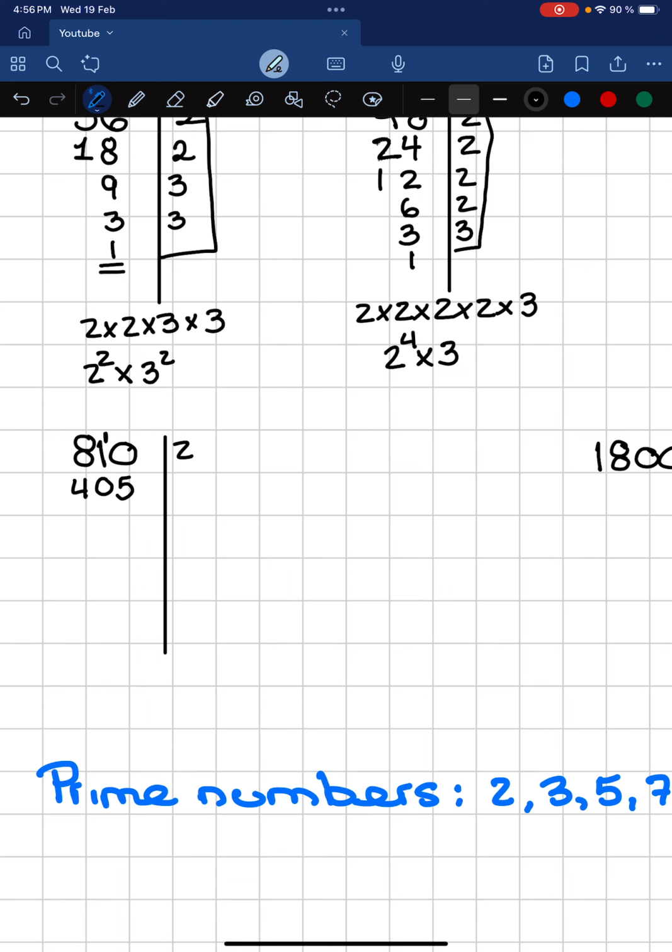So, we have 405. Is 405 divisible by 2? No, because it's not even. So let's jump to the next number, 3. The divisibility rule of 3 tells us that we need to add the digits and see if the sum is a multiple of 3. So 4 plus 0 is 4, plus 5 is 9. Is 9 a multiple of 3? Yes, so we can divide by 3.